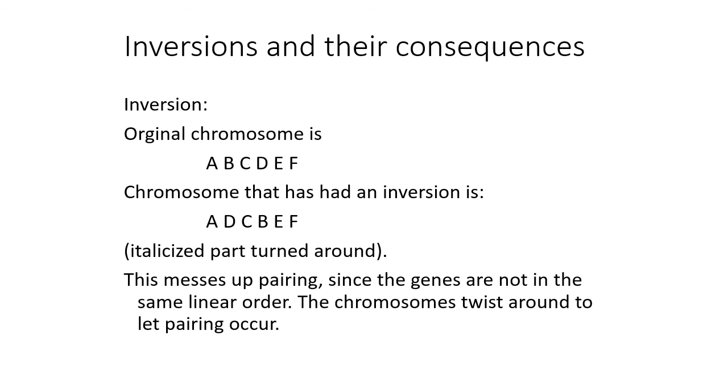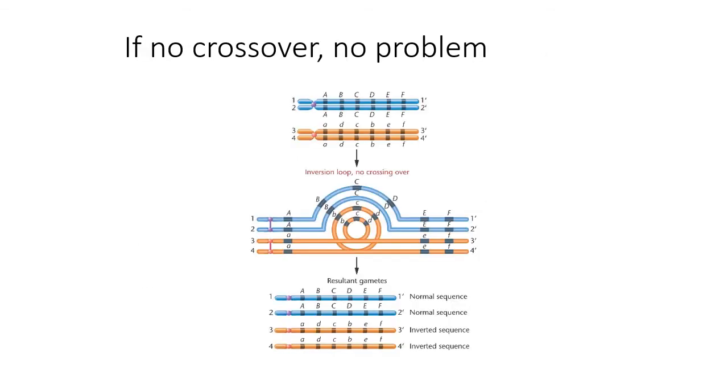So this actually messes up chromosome pairing because the genes are not in the right order, and actually the chromosomes can amazingly twist around each other to let pairing occur correctly. So that's not the part that goes bad. The chromosomes are able to contort themselves using this thing called an inversion loop, where the B, C, and D part of the inversion can actually pair with their homologous sequences on the other chromosome. Notice all 4 chromatids are present in this particular picture.